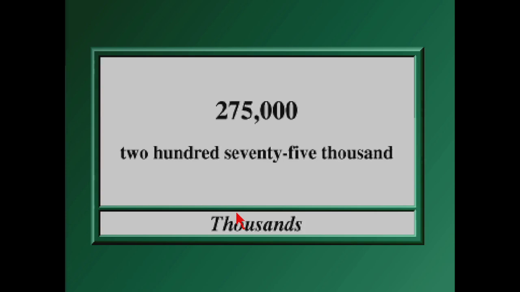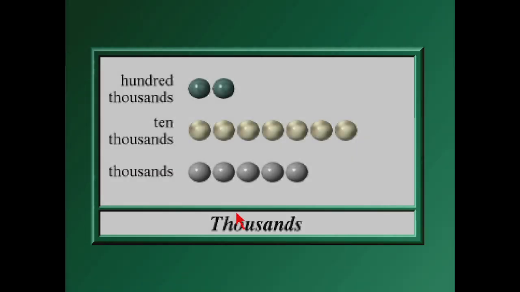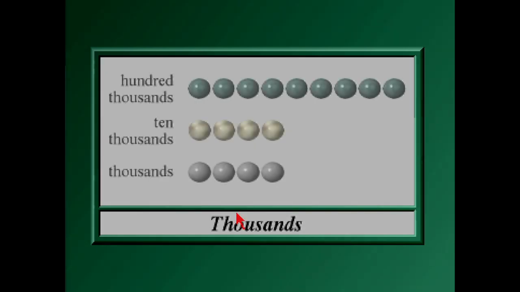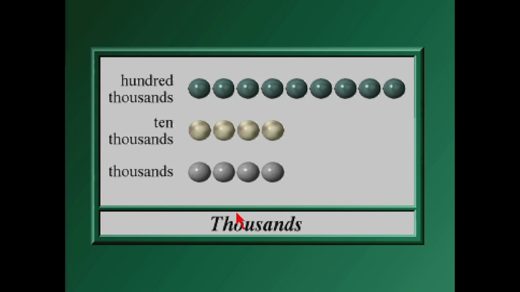275,000 is read as 275,000. It has 200 thousands, 7 ten thousands, and 5 thousands. 944,000 is read as 944,000. This number has 900 thousands, 4 ten thousands, and 4 thousands.